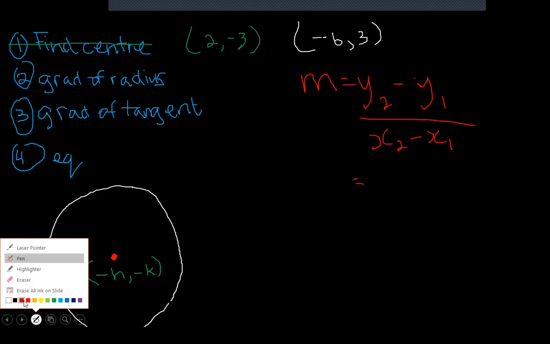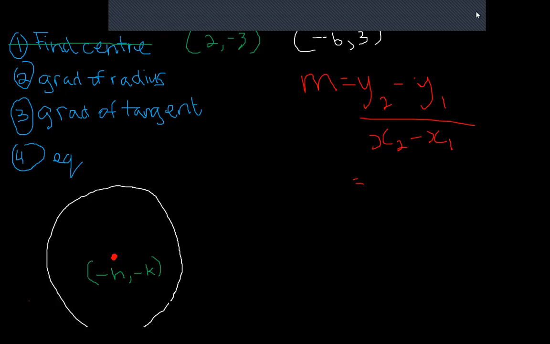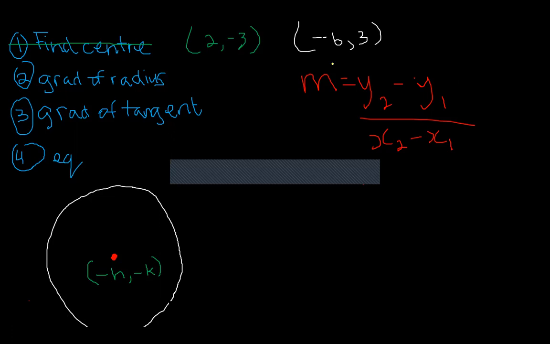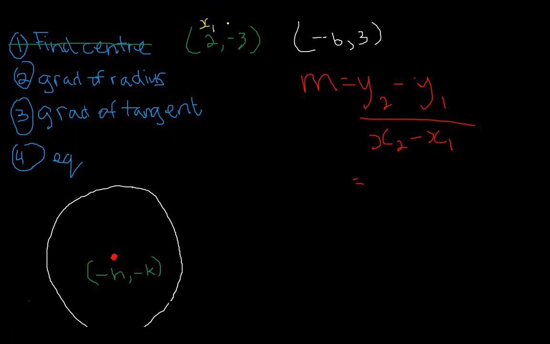So you decide which you want as x2 and y2 and x1 and y1. Doesn't matter. Remember, it's interchangeable. I just want this to be x1 and y1, and I want this to be x2, and I want this to be y2. So I have to now substitute the values. y2 is 3, so I put 3 there, minus sign, y1, which is minus 3.